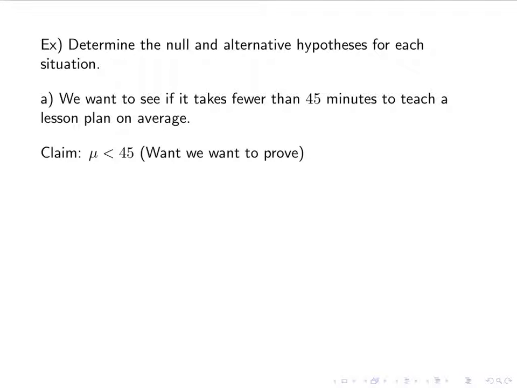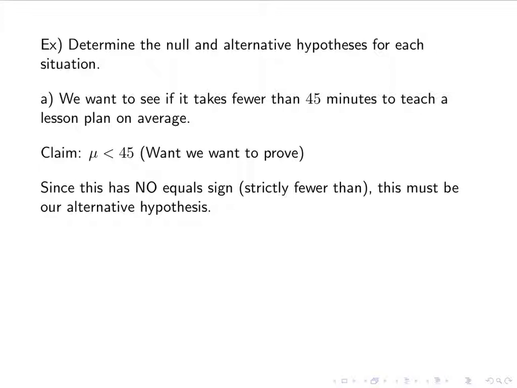I always start with what is the claim. In our case, we're claiming that the population mean is less than 45, so fewer than 45 minutes. So mu is less than 45. There is no equal sign here. It's not less than or equal to 45. It's not 45 or fewer minutes. It's fewer than 45. So since there's no equal sign, this must be the alternative hypothesis. So H sub A is mu is less than 45.